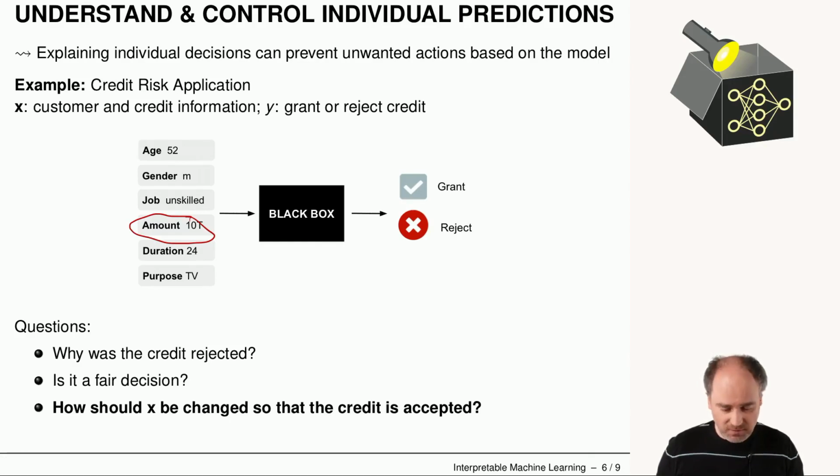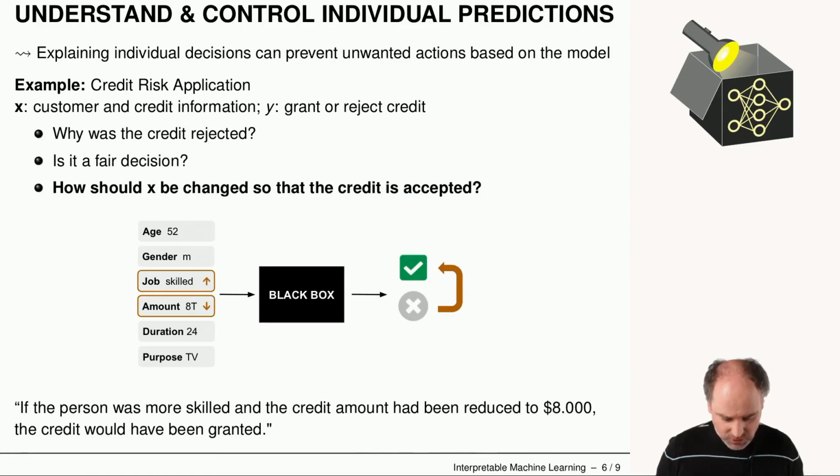Is this a fair decision? Are credit applications of females rejected more often than those of males? Can I change something in my data, maybe down the line, so that my credit is accepted? Can I somehow change my behavior in the future, so I have a better chance of being successful in the next round, or ten years down the line? Or maybe the model applied by the credit company is simply wrong, and I want to be able to figure this out and maybe take legal action against it.